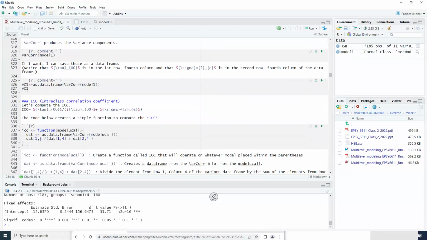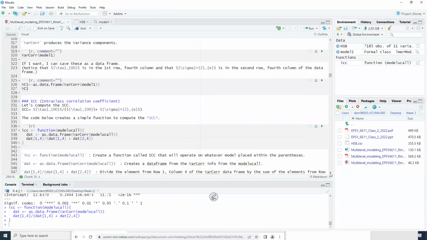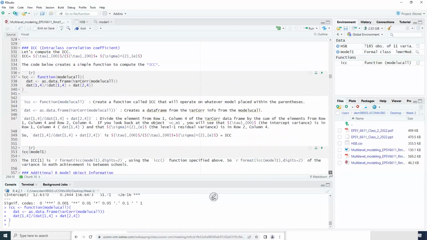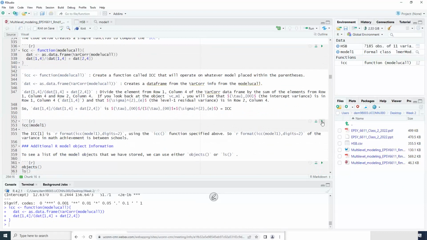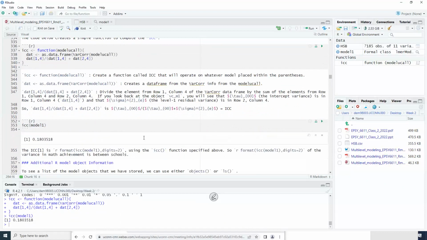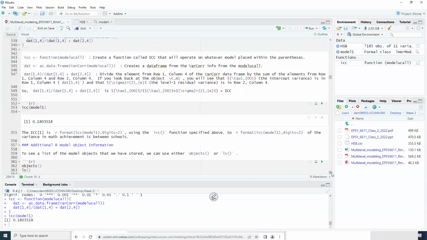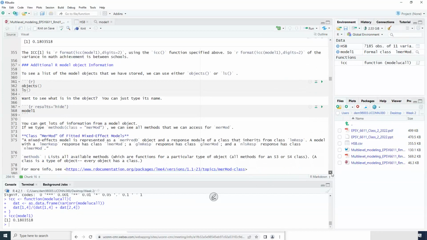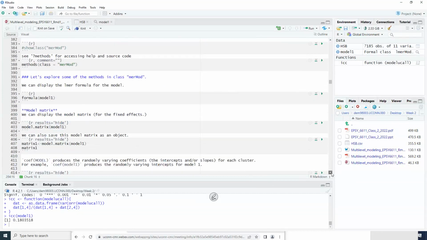So I showed how you can actually use this little function here that I created. If you just run that function, now you'll have access to an ICC function to run the ICC for model 1. And remember, the ICC is just the tau naught divided by the sigma squared plus tau naught. So we get 0.18 there. Great. And now let's go to model 2.